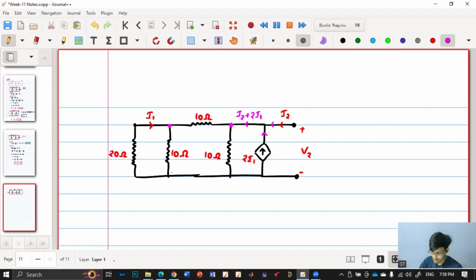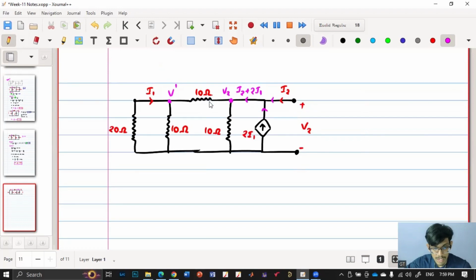So first of all, we know this voltage V2. So this is my V2, and say this voltage I don't know. This is our V dash. So apply KCL at V2 and then apply KCL at V dash. So let us assume this is our current direction, and this is our current direction, and this is our current direction. First we'll apply KCL at V2.